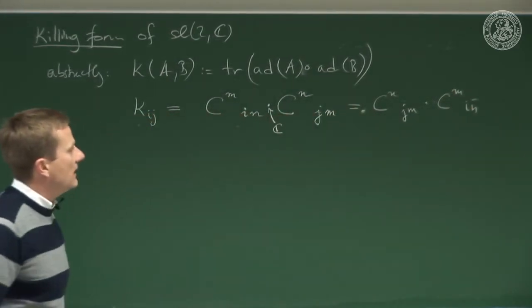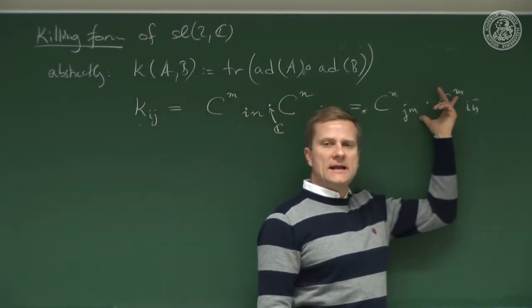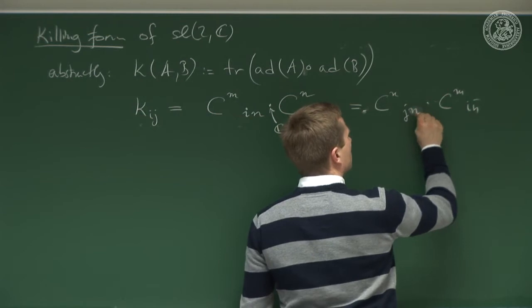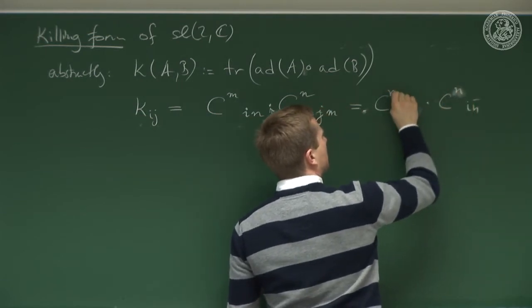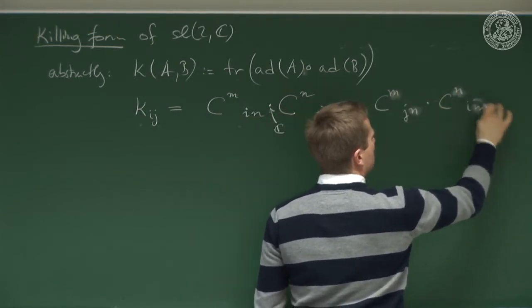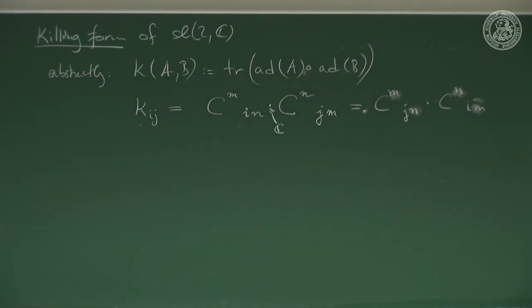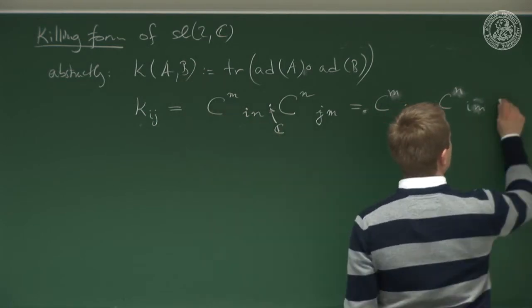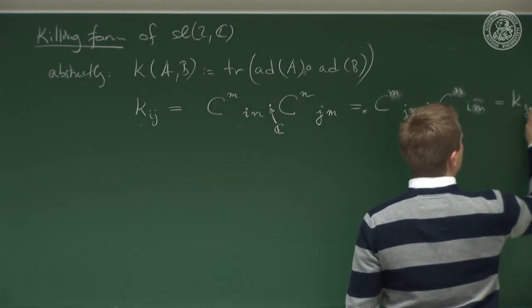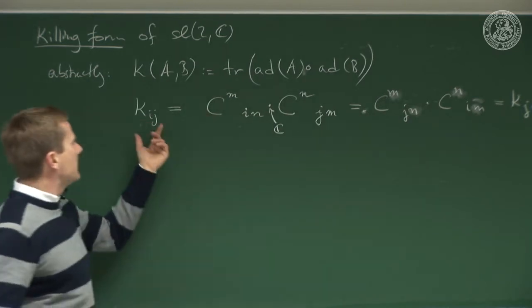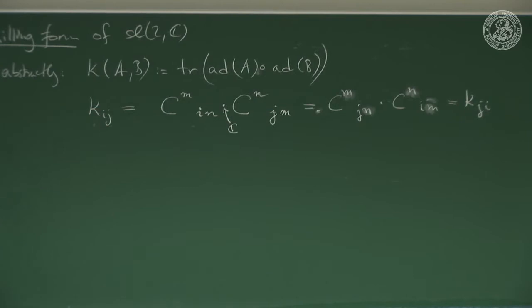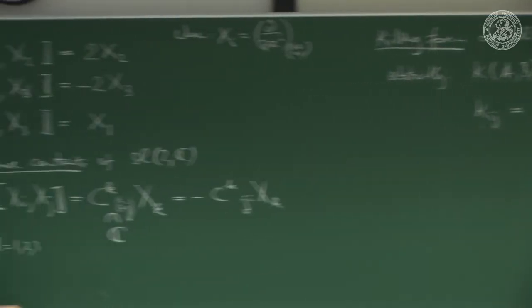And after you did that, you're fully free to rename, to relabel these dummy indices m into n, if at the same time you relabel the n's into m's. They're just dummy indices. But now, carefully looking at this and taking into account this definition, this is, of course, kji. And of course, the killing form is symmetric. We indicated this before.